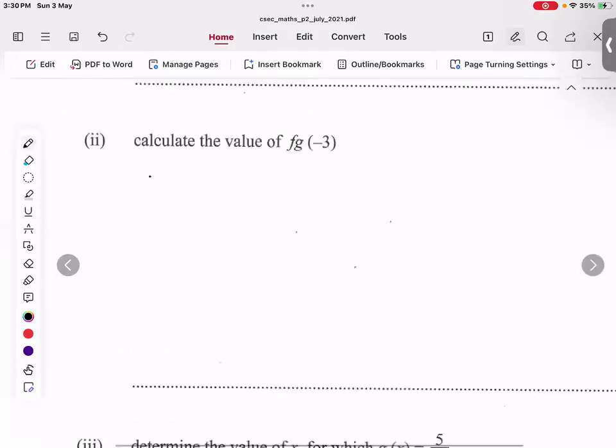All right. How do you deal with that one? Put the -3 into the g function, and what you get of the g function, you put in the f.